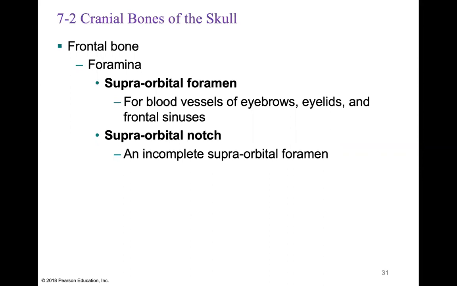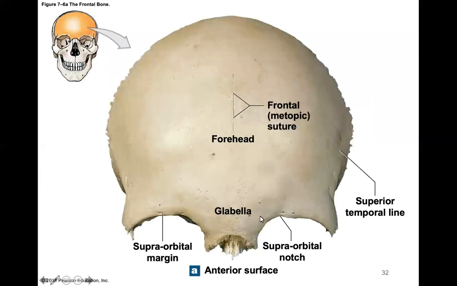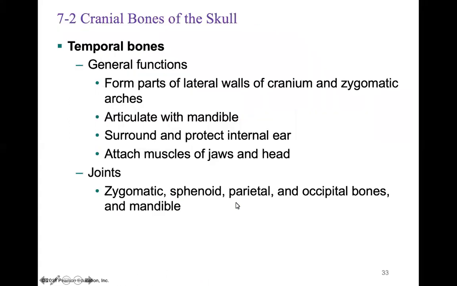The supraorbital foramen, this is for blood vessels of the eyebrows, eyelids, and frontal sinuses. And then we have a supraorbital notch, which is an incomplete supraorbital foramen. So looking here, we can see some regions of the frontal bone. Again, here's your forehead right here. I'm sure you guys are pretty aware of that. Glabella is the region between the two supraorbital margins.